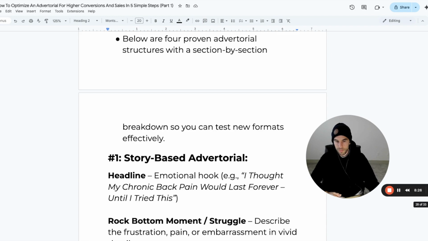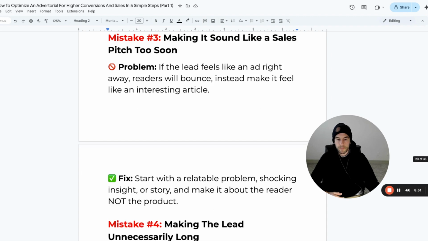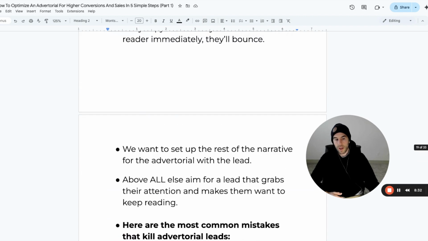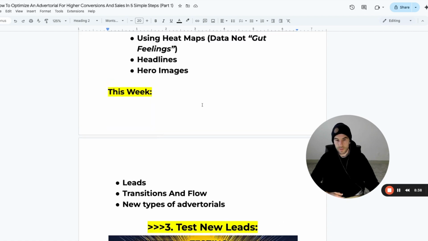I hope this helps. And that is all I have for you guys this week with regards to the different ways to go ahead and optimize an advertorial for higher sales and conversions.